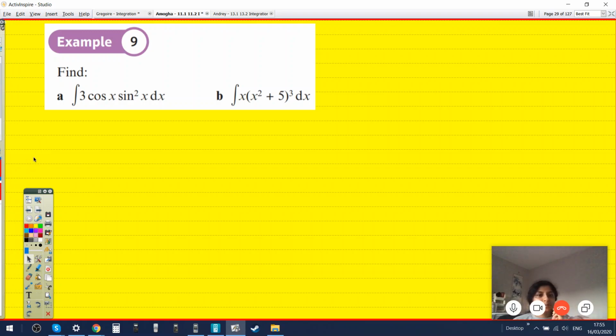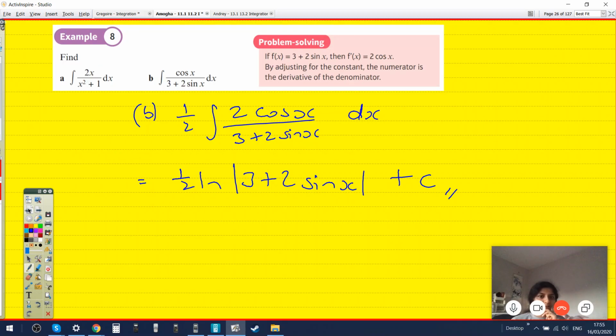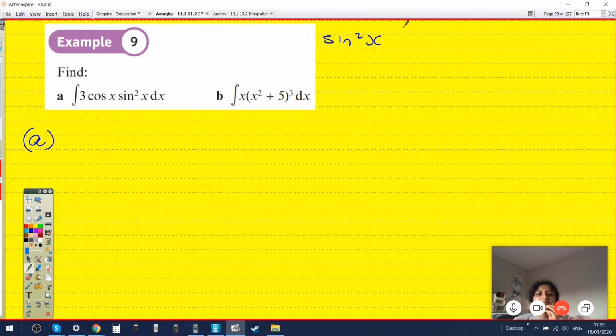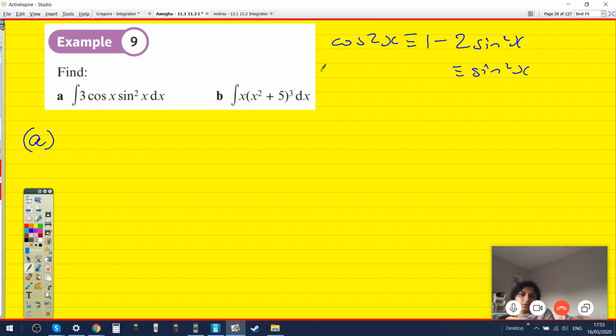Okay, let's try this. When you differentiate sine squared x, what would you get? How do you differentiate sine squared x? I'm just guessing, but no, hang on. We could say, I don't know if it'll be this one, cos 2x is 1 minus 2 sine squared x. So sine squared x is 1 minus cos 2x over 2.